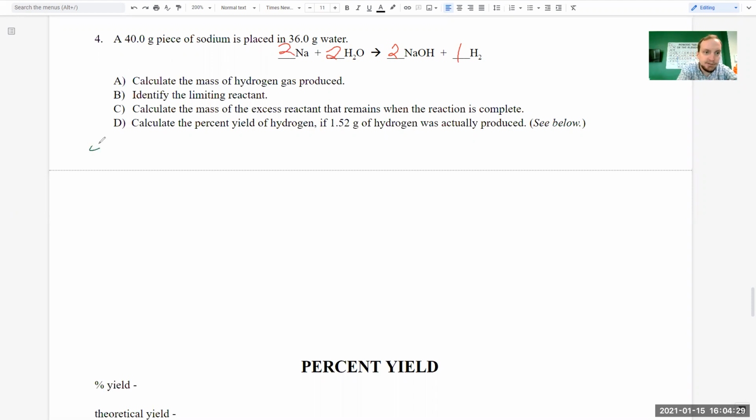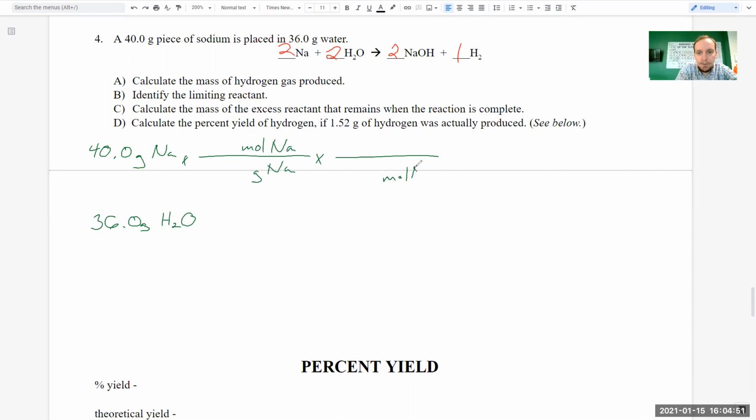So we're given 2 things, 40.0 grams of sodium, and we're also given 36.0 grams of water. So again, we're going to convert out of grams of sodium into moles of sodium. Hopefully you guys know this pattern by now. I'm just following the pattern. Then out of moles of sodium into moles of our product. Again, they want to know the mass of hydrogen gas. So that's H2. And we get out of moles of H2 into grams of H2.